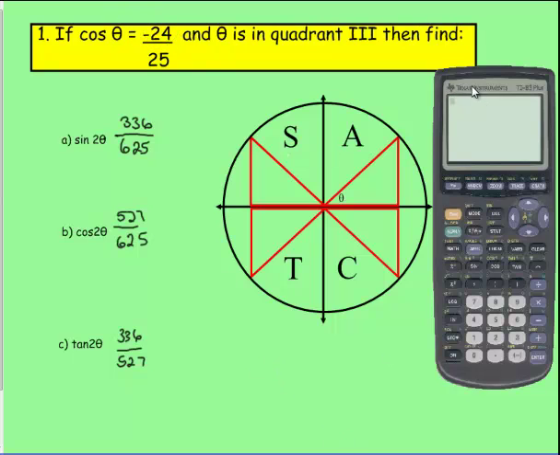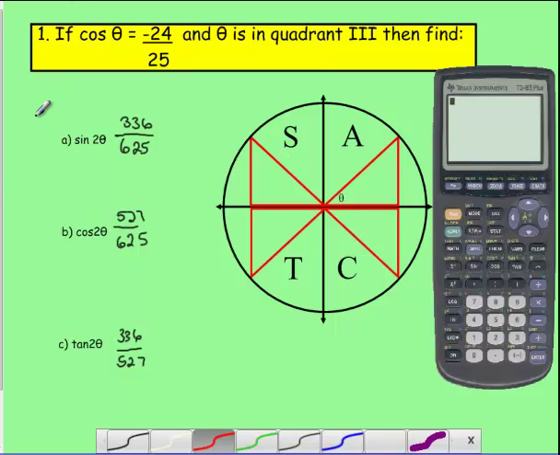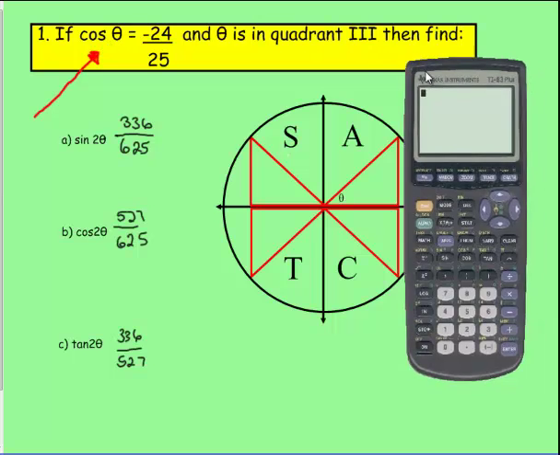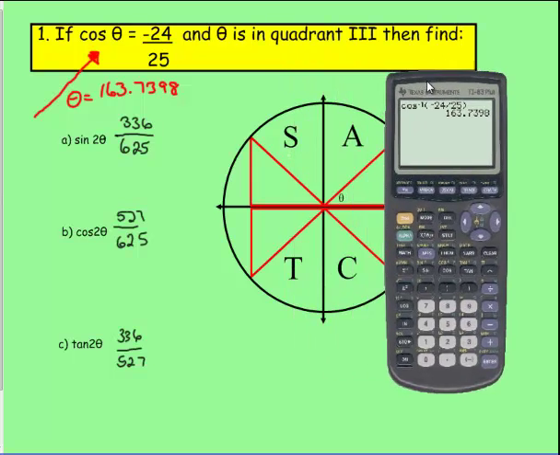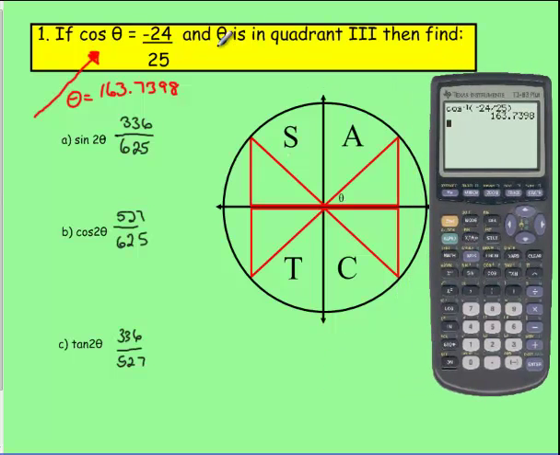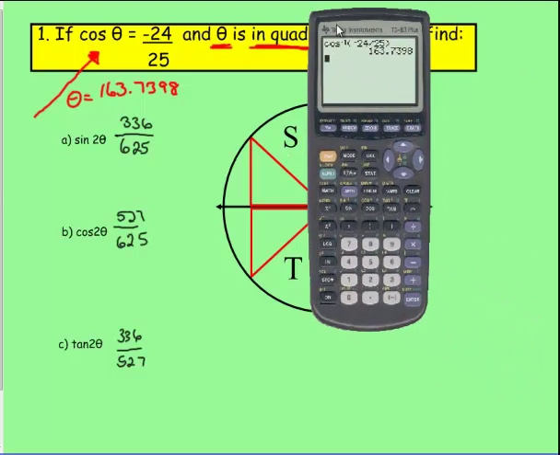So sine of a double angle. If we look right here, we could have taken our calculator and done this. Inverse cosine of negative 24 divided by 25. That tells me the reference angle is 163.7398. Notice it is an irrational number, so it goes on. Our calculator is just rounding. I can't round myself because I want to be precise here, but I want theta in quadrant 3. Okay, so if that's my reference angle, quadrant 3 would be 360 minus that answer.